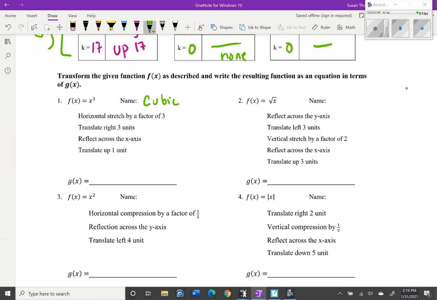So we're doing a horizontal stretch by a factor of 3. So horizontal stretch means that's your b value, right? So that means that b would be equal to 1/3 because it's a horizontal stretch by 3. Remember, it's always opposite. So to get that 1 over b, you would have to do the reciprocal of the number. Translate right 3, so that means h is equal to 3 because we'd be going to the right. Reflection across the x-axis means my a value is -1, and translate up 1 unit, so that means k is equal to 1.